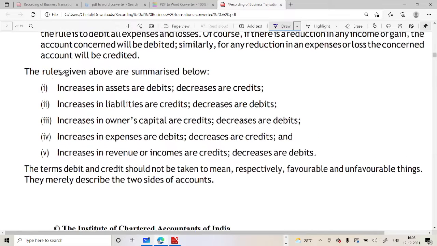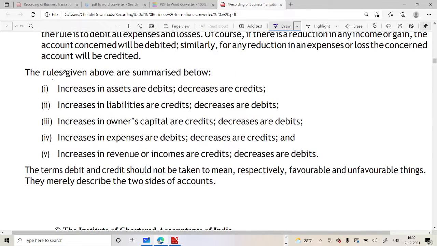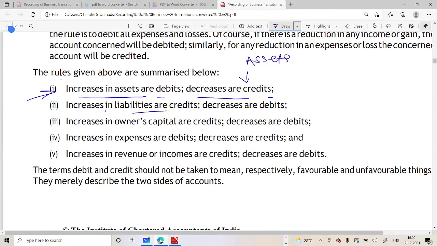Okay, this is also again important. These are the rules which are very important. Increase in assets are debits, decrease are credits. This is about assets. Then increase in liabilities are credits and the decrease are debits. Increase in owner's capital are credits, decrease are debits. Increase in expenses are debits, decrease are credits. Increase in revenue are credits, decrease are debits.